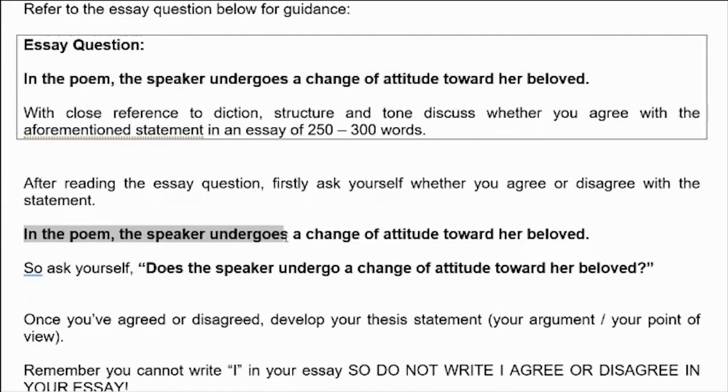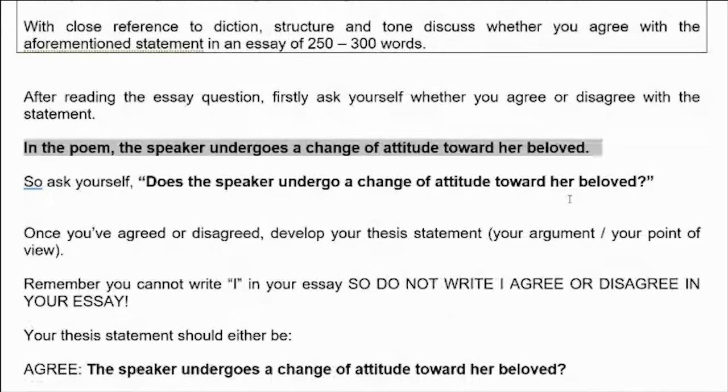So, what is the statement once again? Read it again. In the poem, the speaker undergoes a change of attitude toward her beloved. So, ask yourself, does the speaker undergo a change of attitude toward her beloved? Okay. So, once you've agreed or disagreed, develop your thesis statement. What is a thesis statement? It's your argument, your point of view.